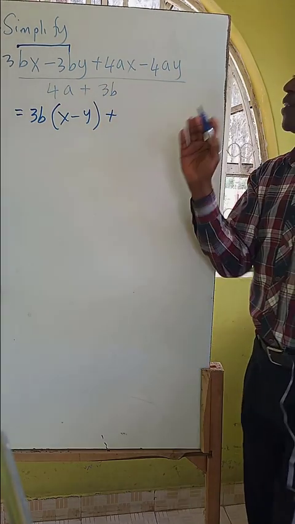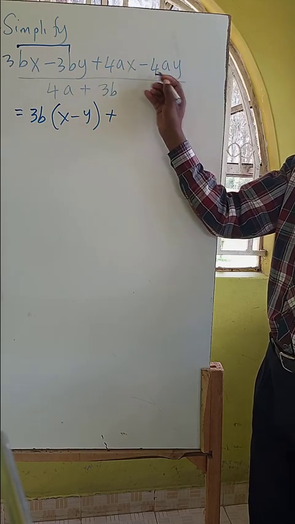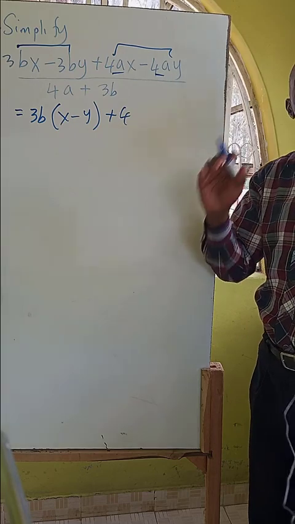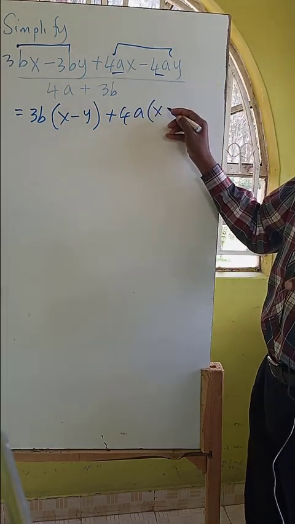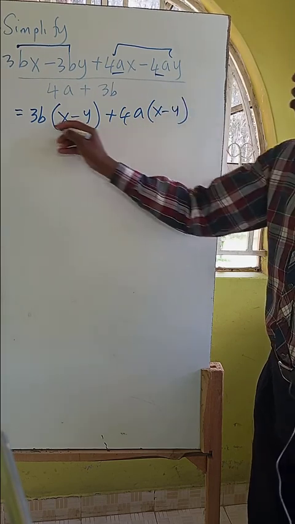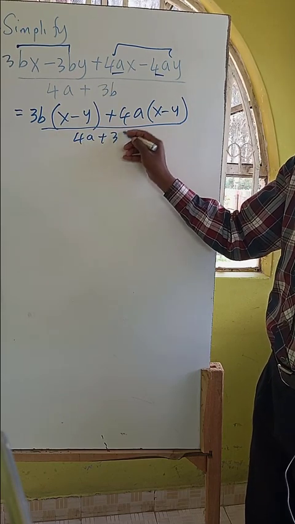In the second grouping, we have 4ax, 4ay. 4a is common in this group. So we factorize 4a outside the bracket, then we are left with 4a into brackets x minus y. All this we divide by 4a plus 3b.